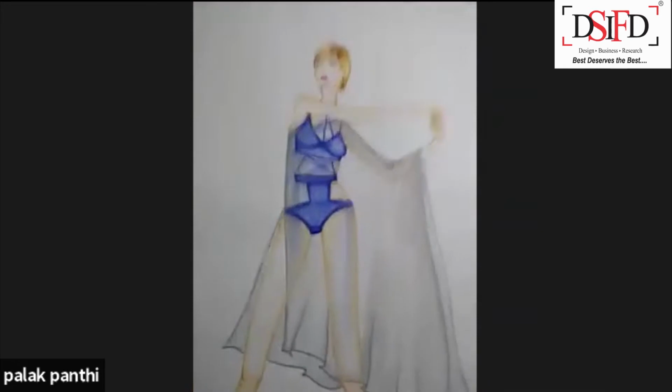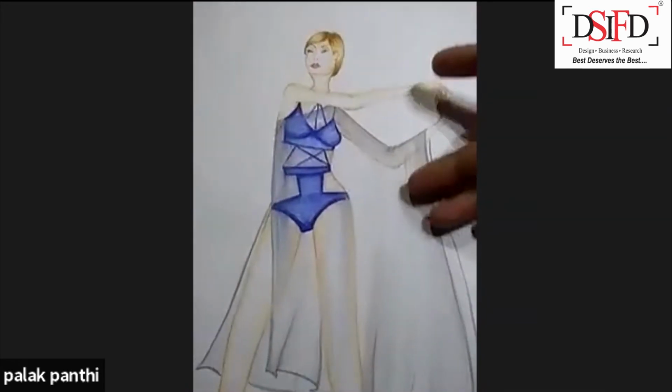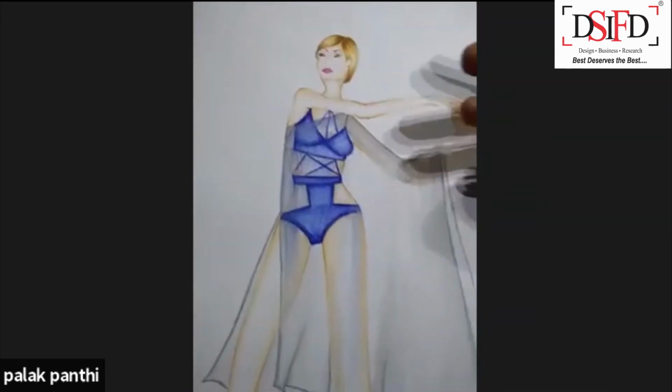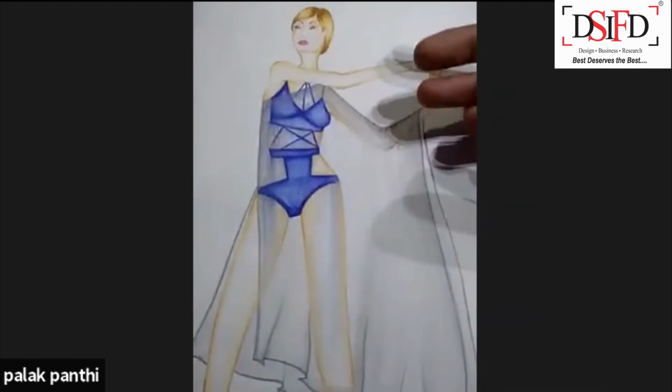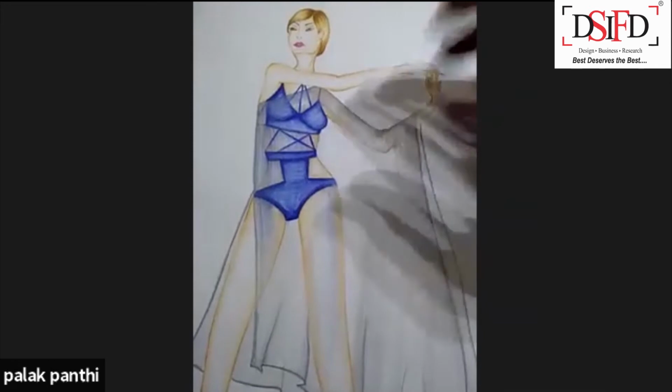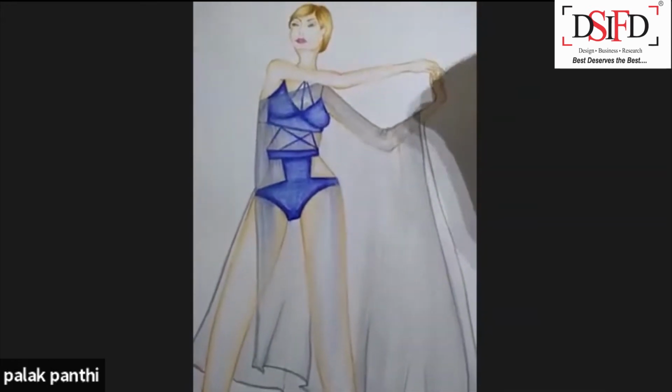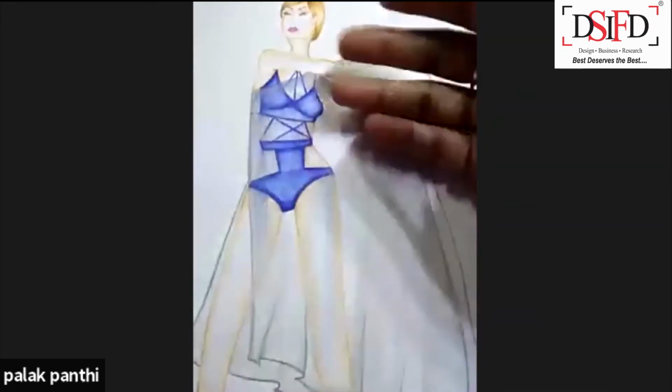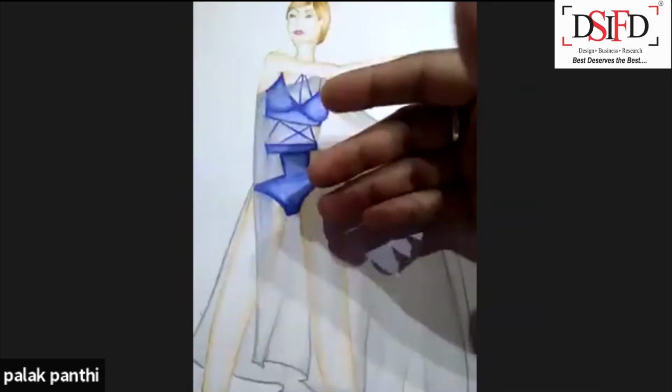This is a beach wear. You can see chiffon or any lightweight sheer fabric can be done like this. When you are doing sheer fabric, you have to keep in mind that it has to be just a very thin layer on top of your garment. So yeah, you have to keep all these things in mind.